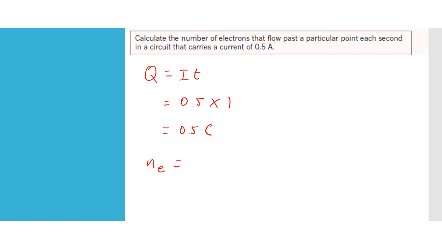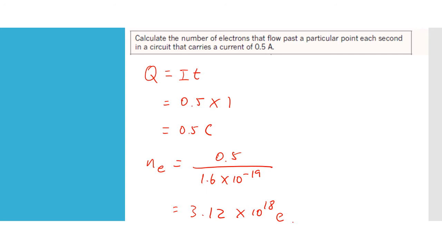So the number of electrons would then be 0.5 coulombs, and remember we need to divide it to find the number of electrons. The number was 1.6 times 10 to the power negative 19. Putting that together, we get 3.12 times 10 to the power 18 electrons.